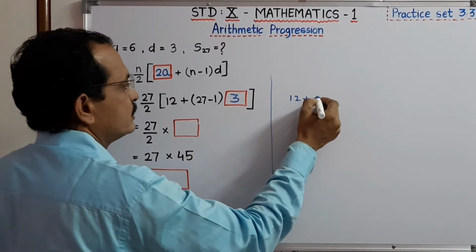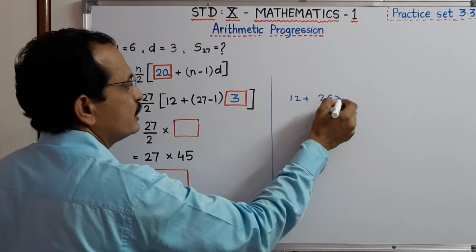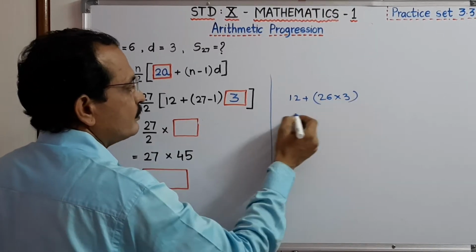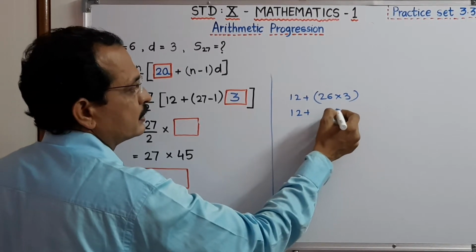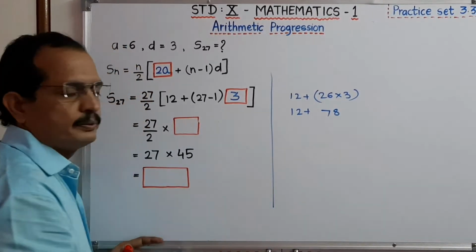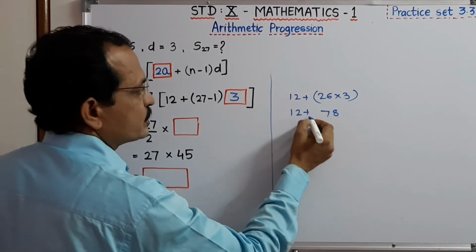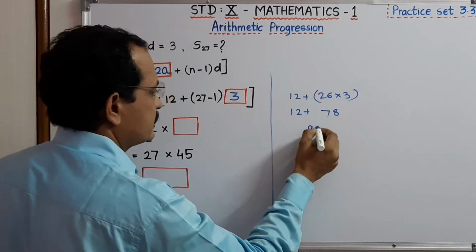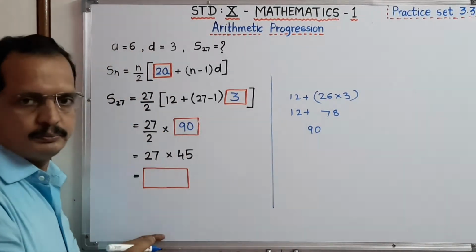Here it is 12 plus 27 minus 1, it is 26 into 3. This is 12 plus 78, and 78 plus 12 is 90. Therefore, dear student, we write here 90.